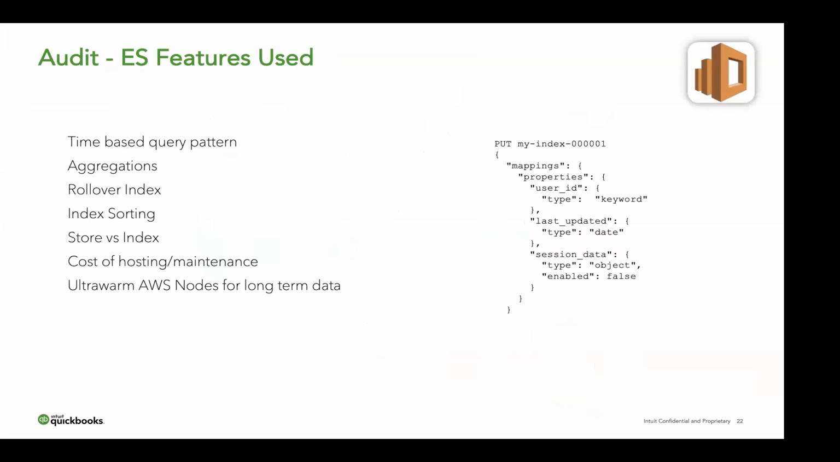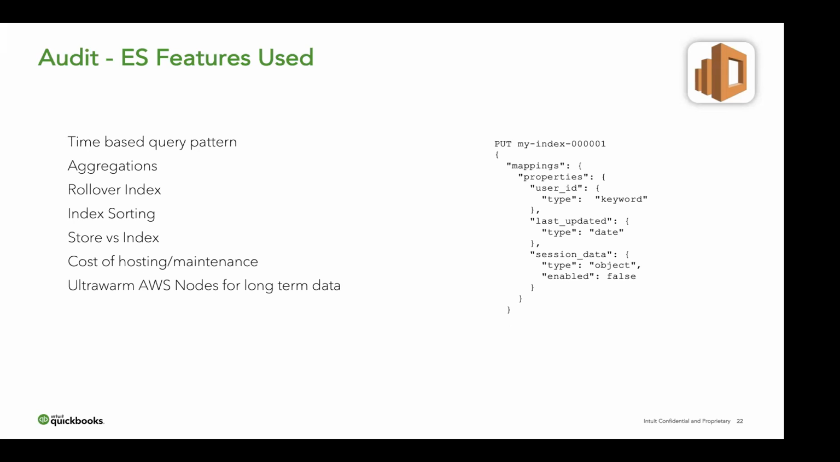So what are some of the features that we used for Elasticsearch? One is time-based query patterns, so we used rollover indexes. You can roll over based on time, or you can roll over based on size. We use time as our rollover criteria, and you can roll over every month, every day, every year. As the data gets old, it is less frequently used, so that provides you performance in terms of indexing and querying.